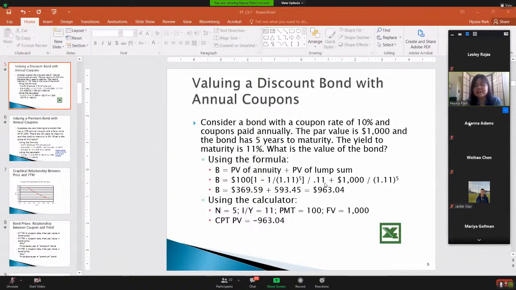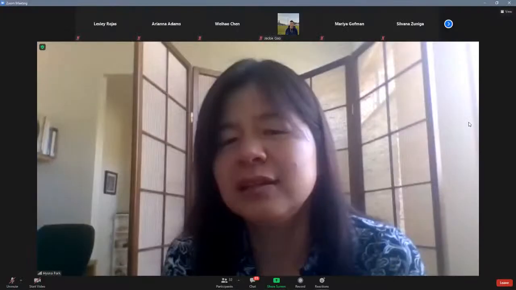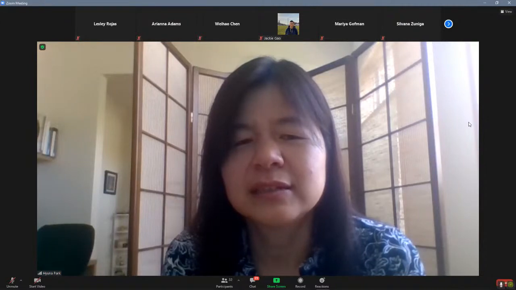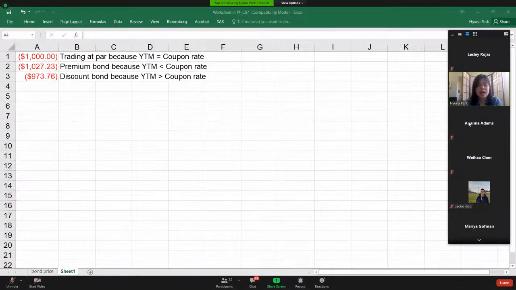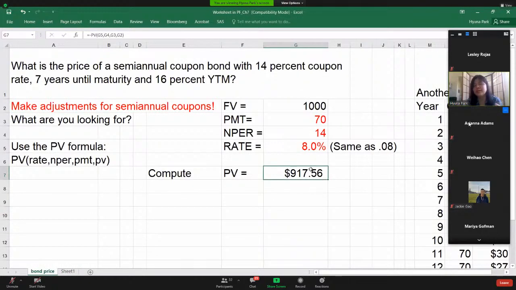So you can use either this equation, a financial calculator, or Excel. So here, if you click this Excel file, you can open this. I already made an Excel file for you. So this is a discount bond price, $917.56. But my recommendation is don't look at my answer and use your own, so build your own Excel spreadsheet to make sure you can do this calculation during the exam without my help.